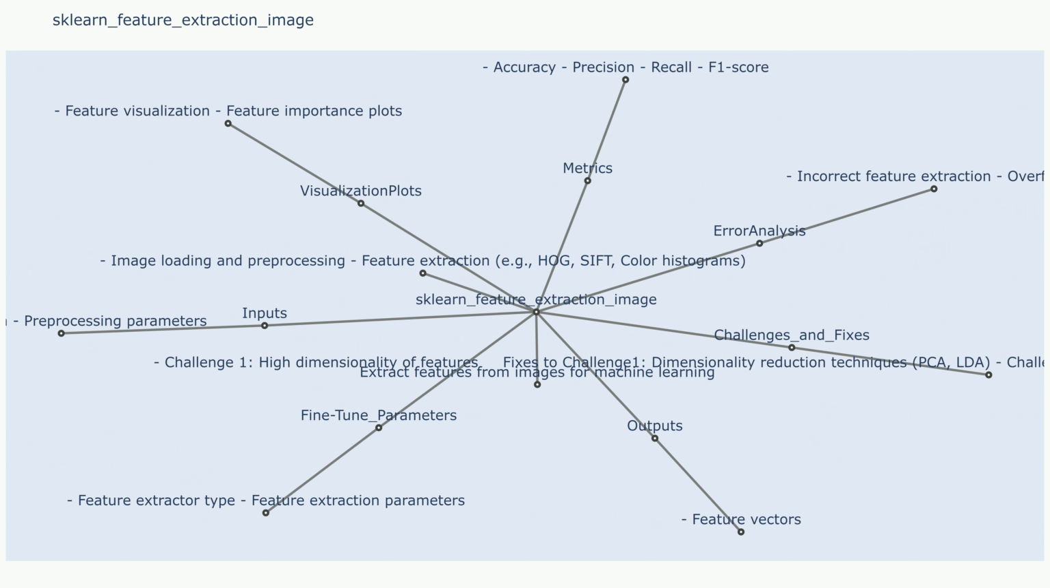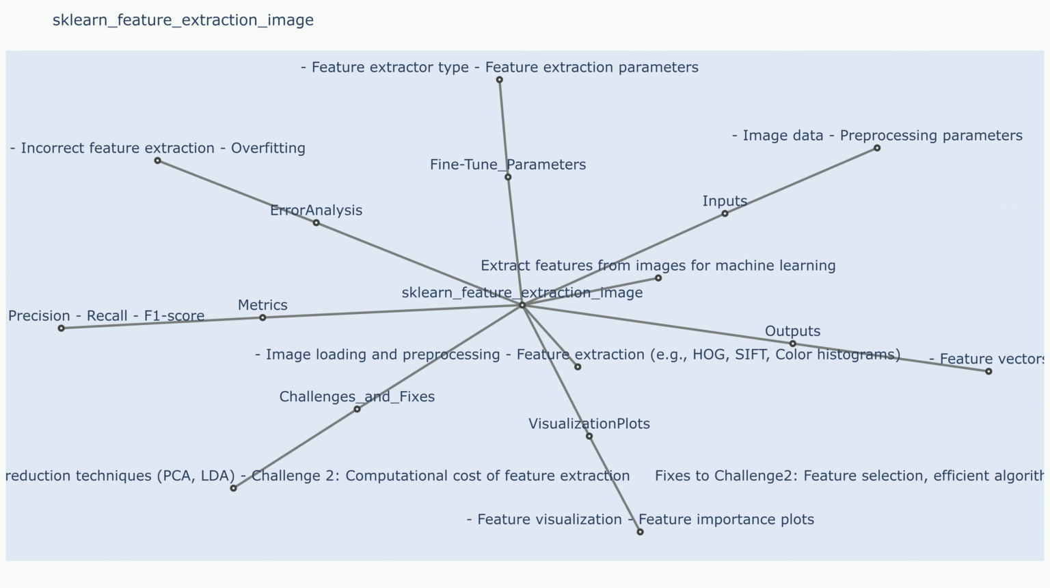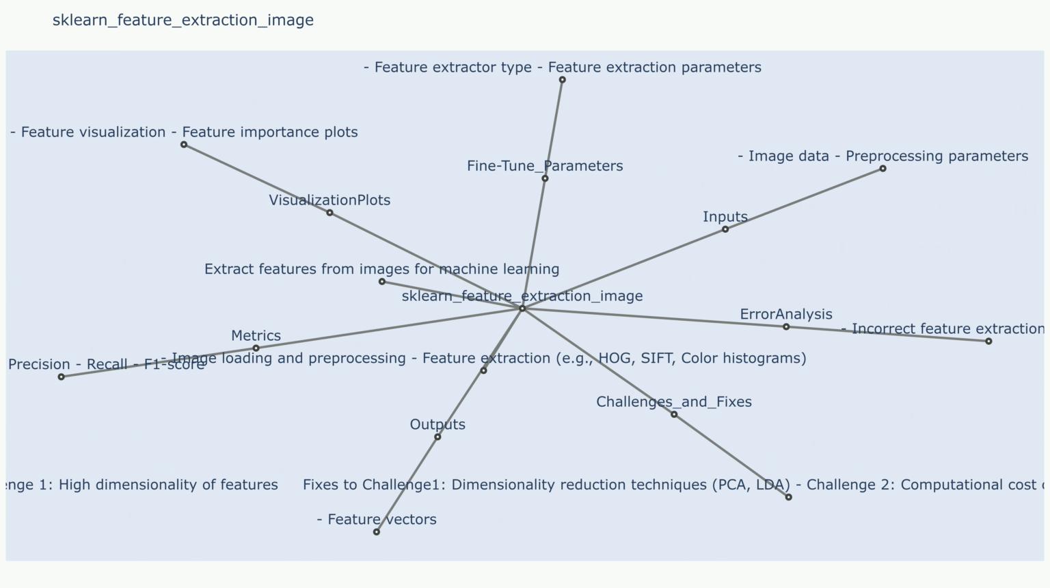Visualization plots. Visualization plot 1, feature distribution plots. Visualize the distribution of extracted features to understand their range, variability, and potential correlation. This can be done using histograms, scatter plots, or other appropriate plotting techniques. Visualization plot 2, feature importance analysis. Use methods like feature selection or permutation importance to identify the most informative features, providing insights into which features contribute the most to the performance of the model.